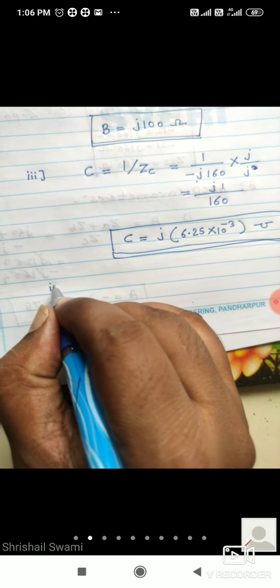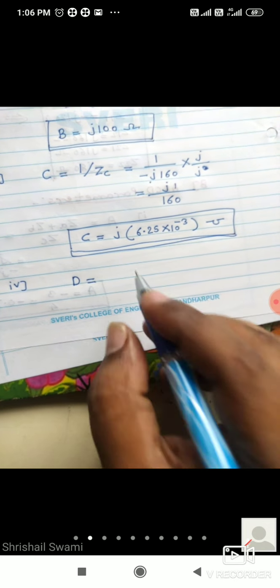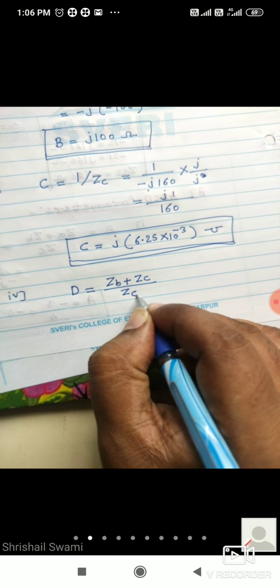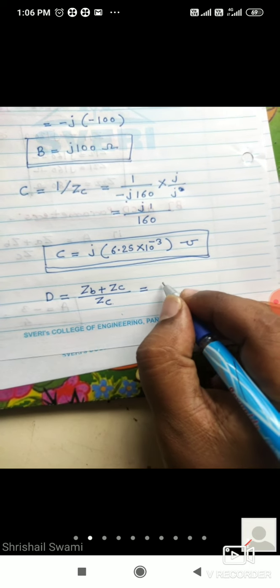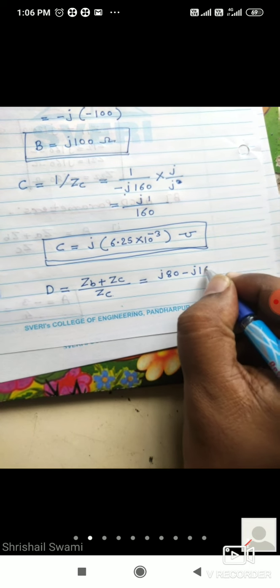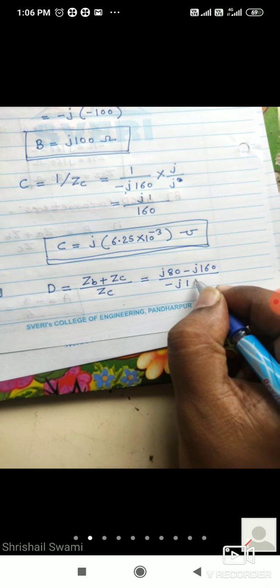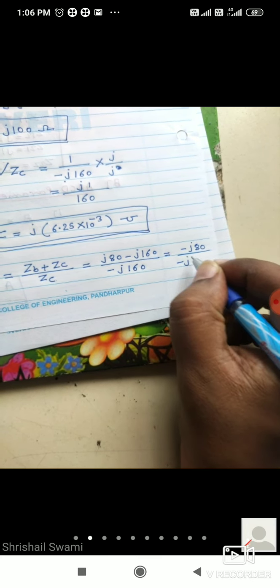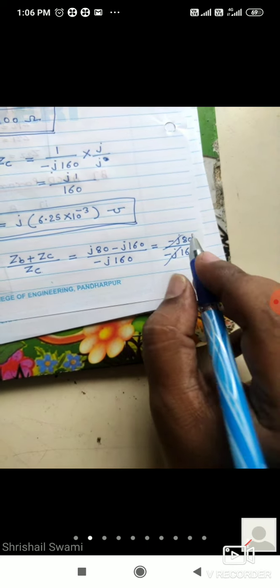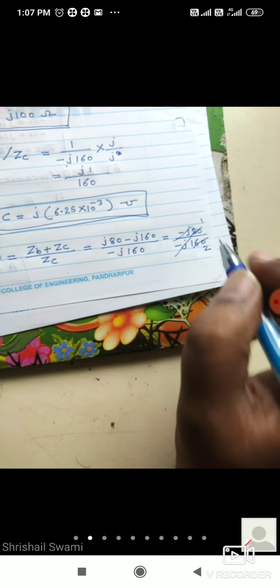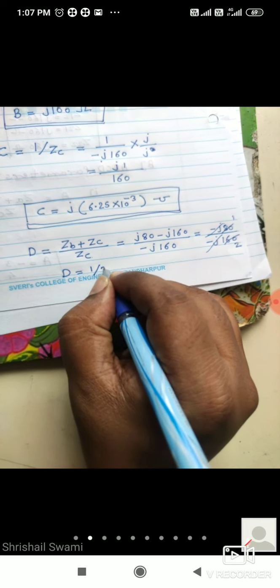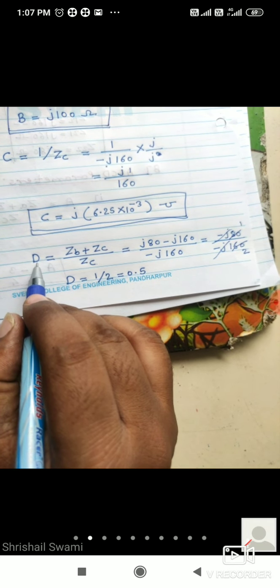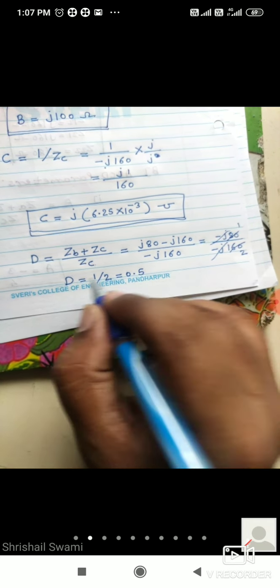Now lastly calculate D. So D is equal to what? ZB plus ZC divided by ZC. So ZB is what? J80 minus J160 divided by minus J160. So this will be minus J80 and this will be minus J160. So minus J will get cancelled. 80 and 160, that is 1 upon 2. So D is equal to 1 upon 2, which means 0.5. D is the current gain. So D is equal to 0.5, no unit.